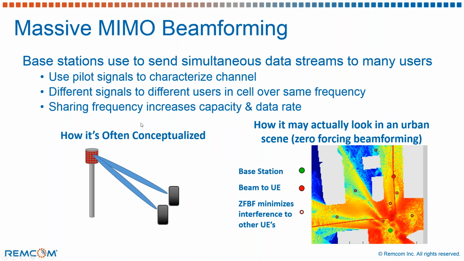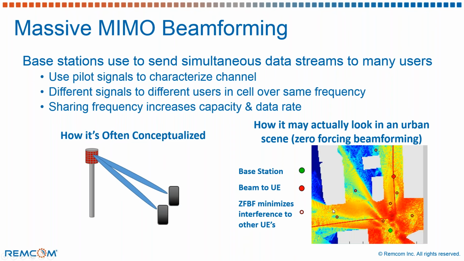On the bottom left, we show a diagram of how this kind of beamforming is often conceptualized. So the base station with its large array of antennas can form very narrow beams to individual devices. But the reality is that in an urban small cell, with all of the multipath and reflections and diffractions off of buildings, there may be a much more complex beam.